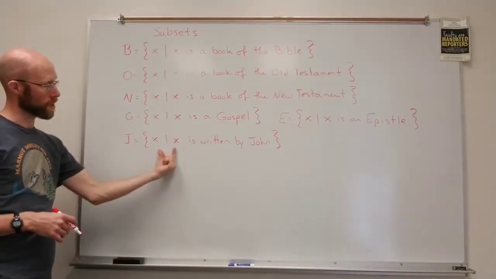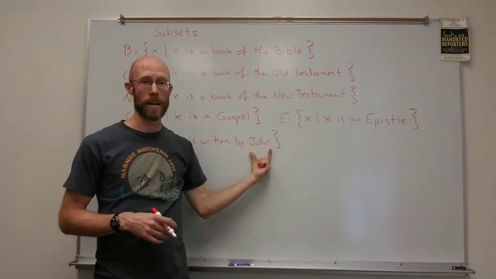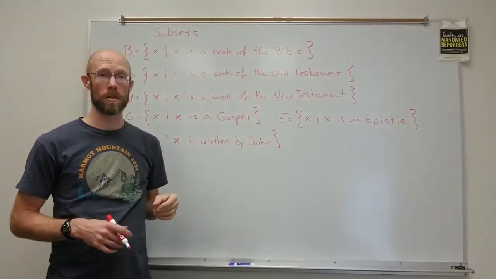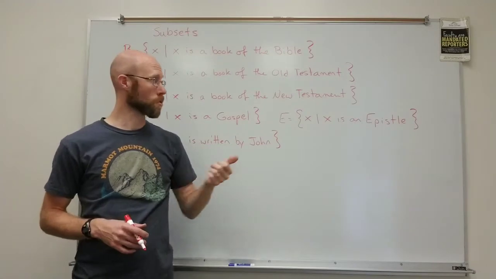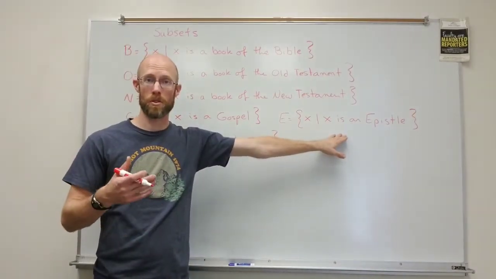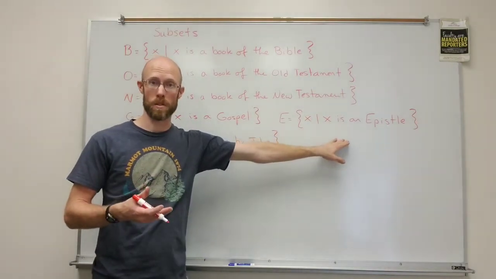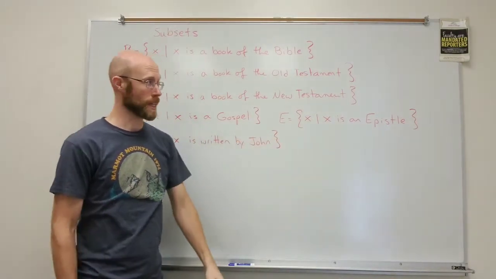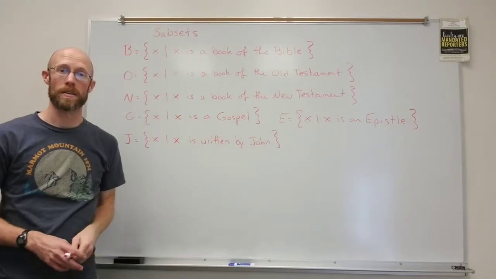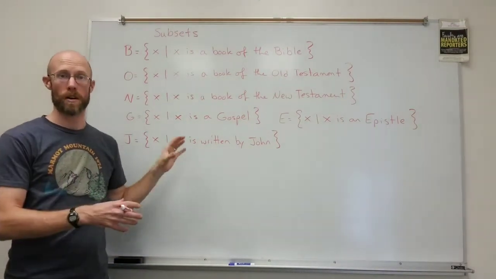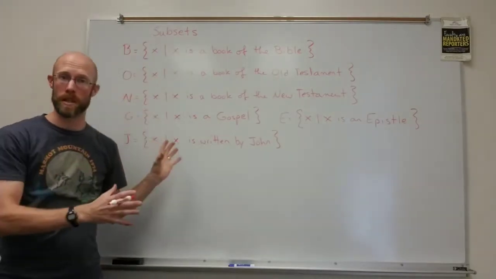J is going to be the set of all books written by John. John was one of Jesus' 12 disciples. He wrote the Gospel of John, but he also wrote three of the epistles, 1st, 2nd, and 3rd John. And then he also wrote the book of Revelation, which is a prophetic book at the end of the New Testament. So these are the sets here. And now we're going to look at subsets. We're trying to figure out which of these are subsets of others.